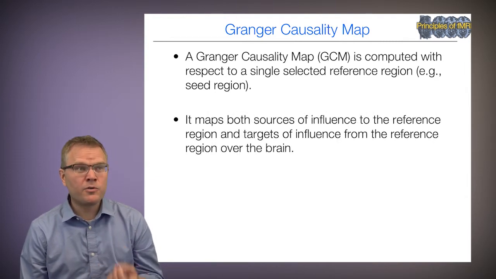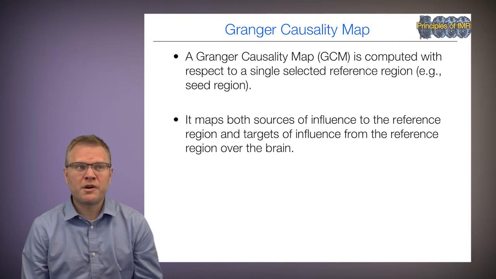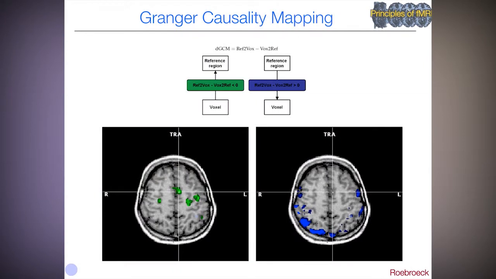And so it maps both sources of influence to the reference region and targets of influence from the reference region over the whole brain. Here's an example from work by Roebroeck showing regions where the reference-to-voxel influence is bigger than the voxel-to-reference, and vice versa. The reference region, or the seed region, is the region shown in the crosshairs here.